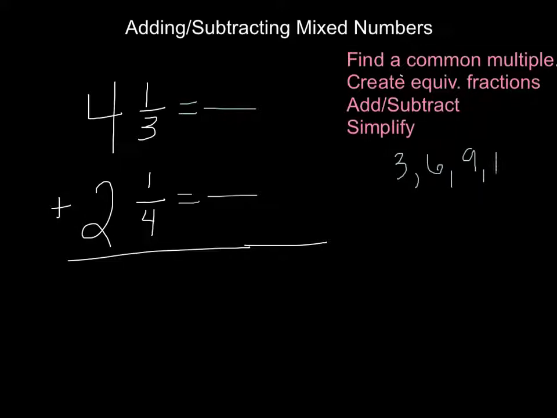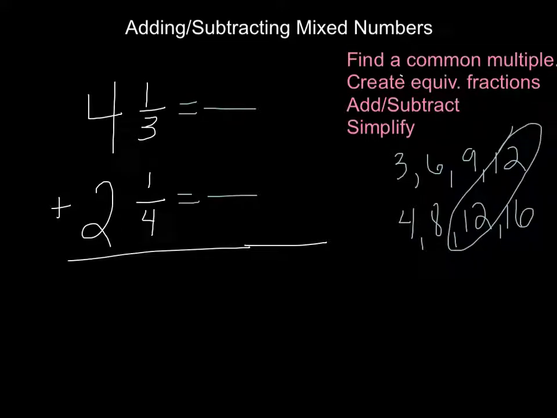So I start listing the multiples of each of those denominators. And by multiples, we're just talking about skip counting at this point. And it turns out that 12 is the least of the common multiples, the smallest number that we can use to create an equivalent fraction in thirds and to fourths. So how do we do this?